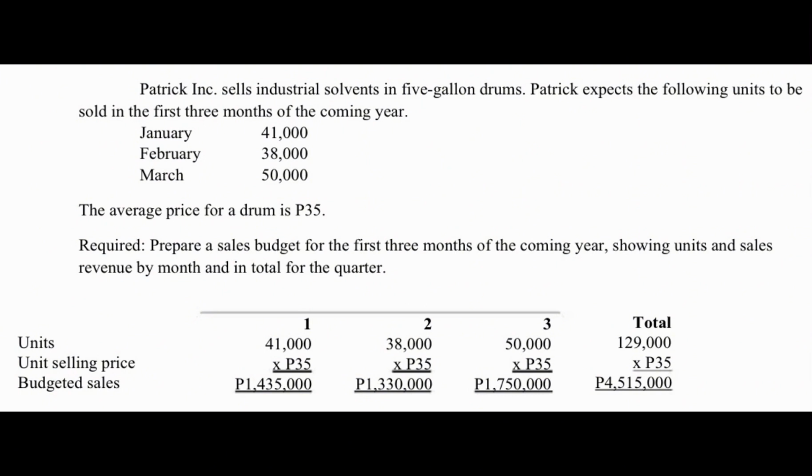Malalaman niyo po kung tama po yung sales budget or yung solution na nagawa niyo po if ito total niyo po yung units na 129,000 sa unit selling price na 35, if same po sila na lalabas na total. So I multiply the 129,000 units and 35, and ang equal niya po is 4,515,000.